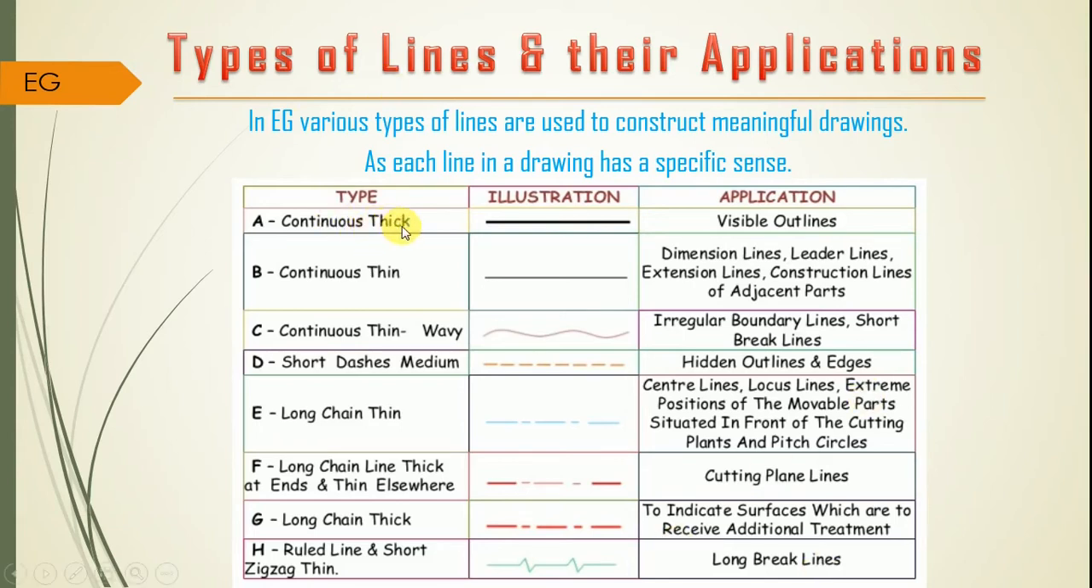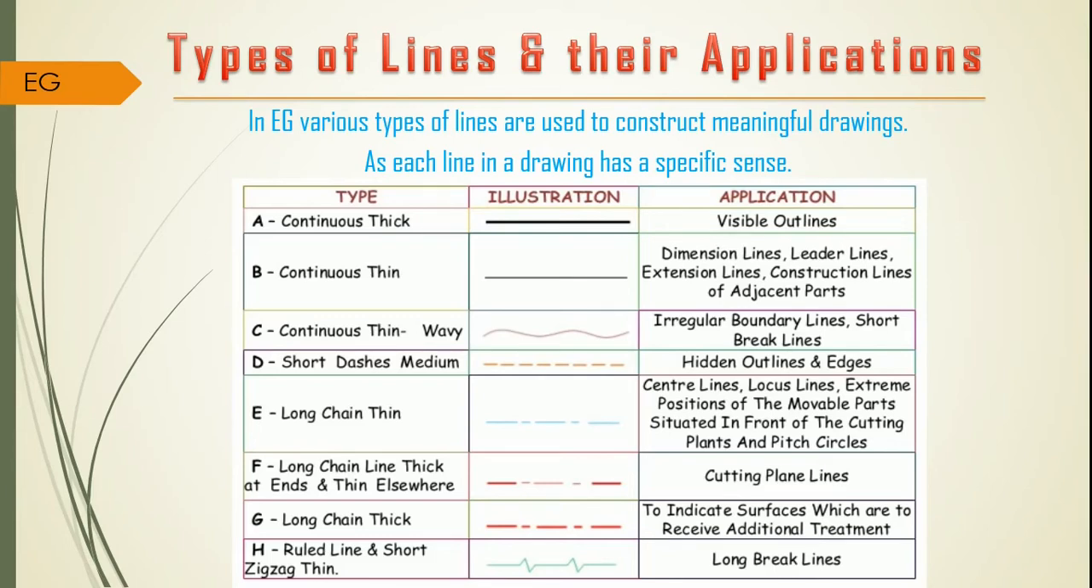At first you have the continuous thick line. So here you have its illustration. It looks like this, and in thickness it is nearly 0.5 mm. So 0.5 mm is the thickness of the continuous thick line, and it is used to show the visible outlines of an object. So that is the very first type of line.